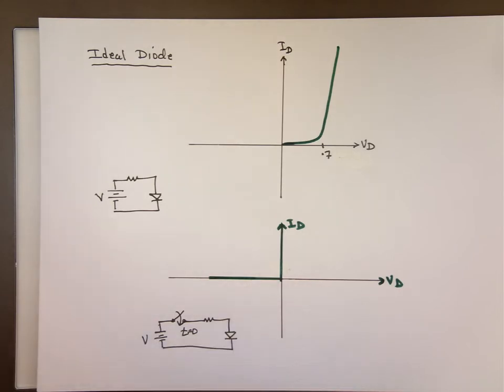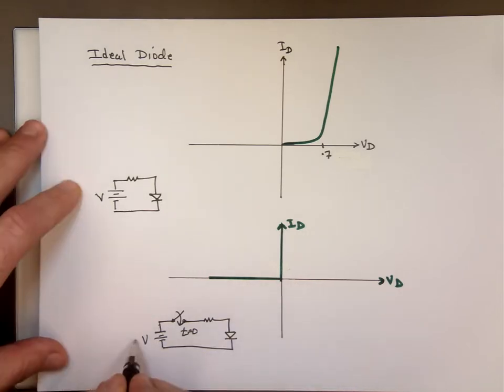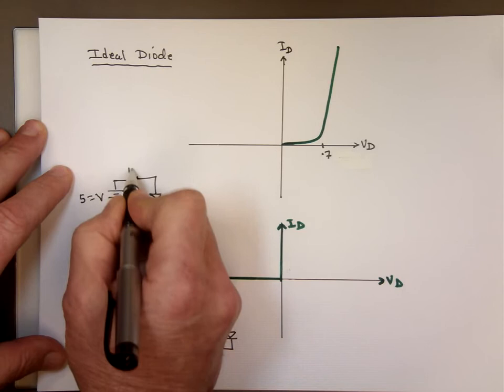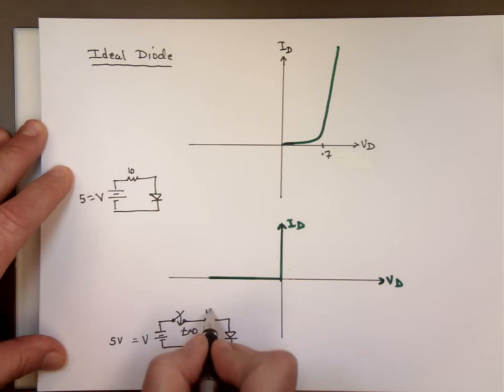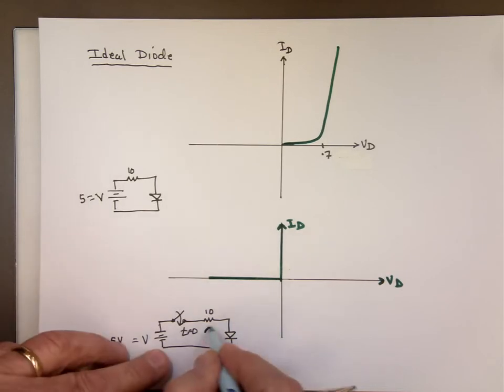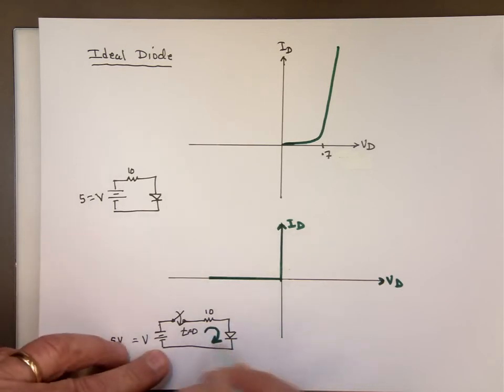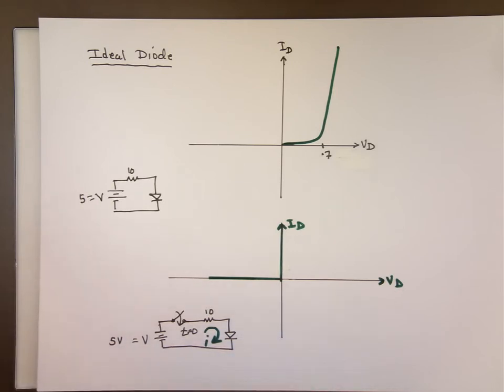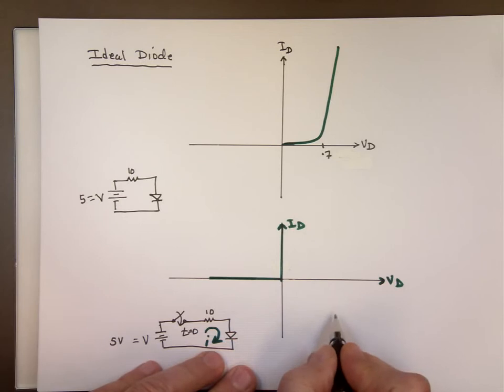So if we give some numbers here, let's say we have this voltage to be 5 volts. And this is 5 here. And this resistor is 10 ohms. So what is the current going through that? Using the first approximation, the current's going to go this way. Now it's plus to minus. It's forward biased. So my circuit will look like this.